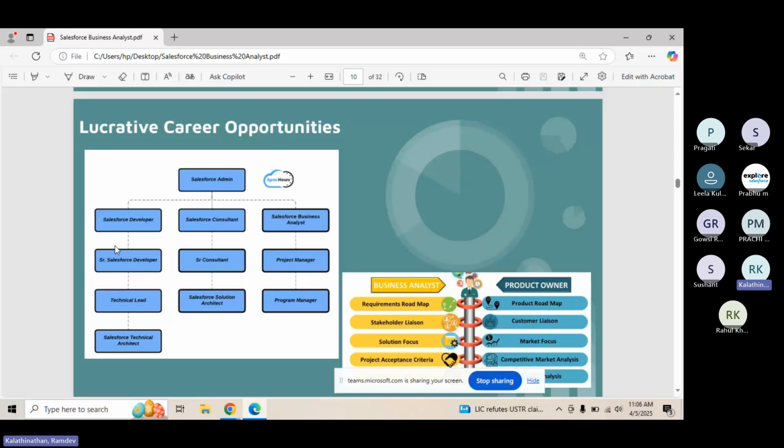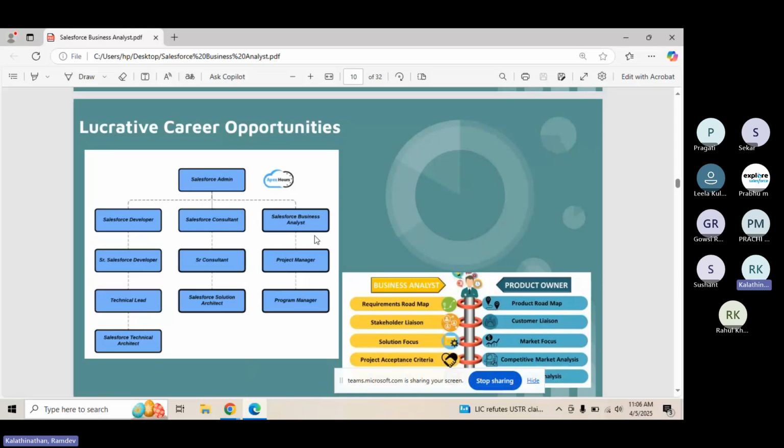And the other stream, if you are more interested in writing code and all that, then you become a developer, then a senior Salesforce developer, then a lead, and then an architect. There is a very good demand for Salesforce architects in the market. I've seen a lot of companies struggling to hire architects, and it's very hard to find architects in the market today. We are literally seeing this. But ideally, talking about BA, there is a good demand for BAs as well, right?